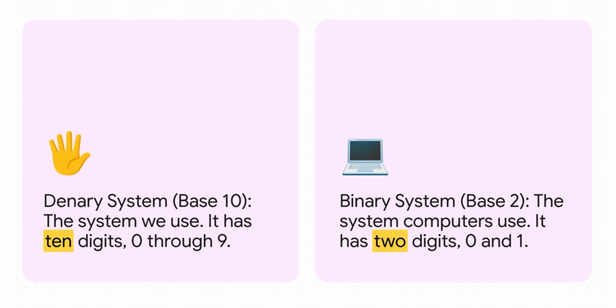We humans are used to what's called the decimal system, or base 10. Why base 10? Simple. We have 10 fingers. It uses 10 digits, 0 through 9. Computers, on the other hand, with their on and off switches, they use the binary system. That's base 2. The 0 simply means off, and the 1 means on.